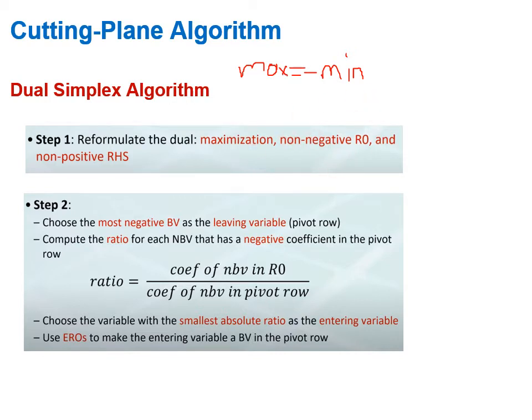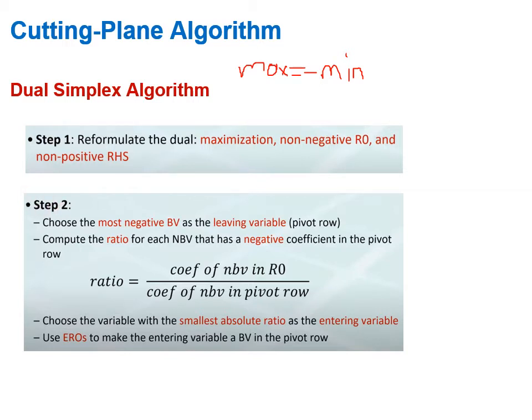And in row 0, all values should be non-negative now. Okay, so row 0 coefficients should be non-negative. And among the right-hand side values, there should be at least one negative value. Otherwise, it means that the tableau is already optimal. Okay. In step 2, what do we do?